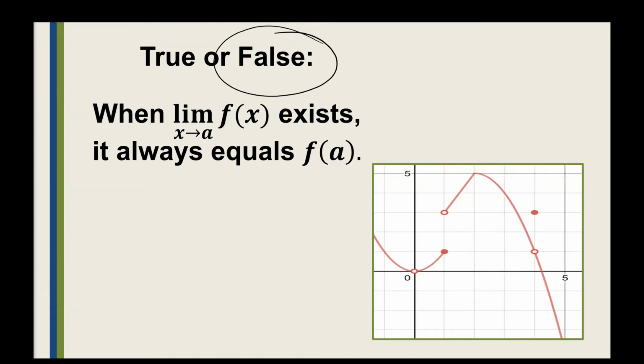Notice here in this graph, if we look at what happens when x approaches 4, we know that the limit as x approaches 4 of this function, call it f of x, is equal to 1, right? But you can also see that f of 4 is equal to 3. So this is an example of a point on a function where the limit does exist, but it does not equal the function value.